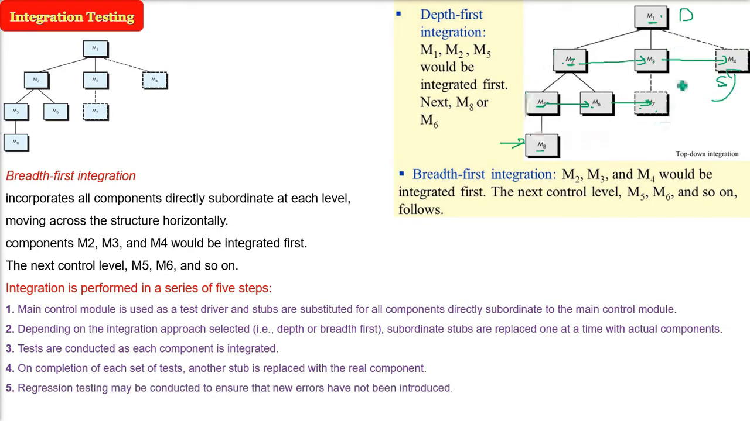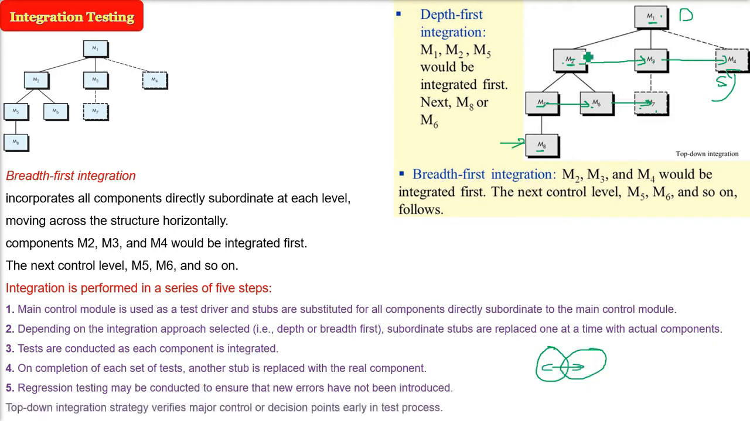Regression testing may be conducted because when we combine various modules or components, some new errors may come. So this top-down integration strategy verifies major control or decision points early in the test process. This is very important, because most of the major decision points and control are normally checked in the top-down integration strategy, since all control paths are checked whether you apply depth first or breadth first.